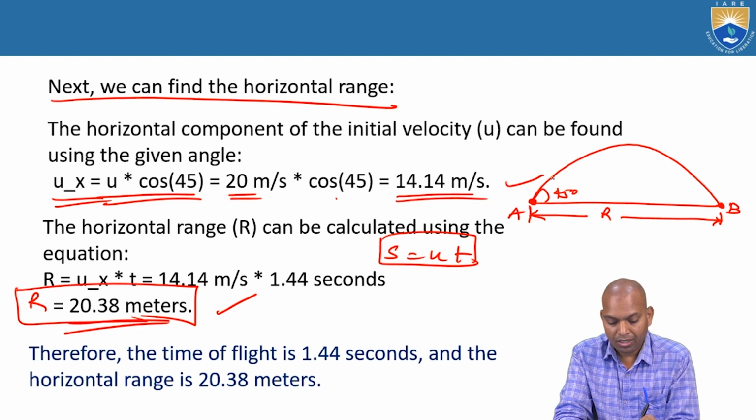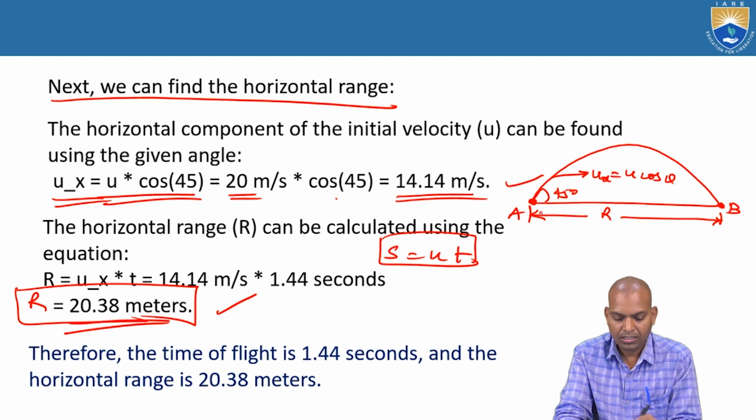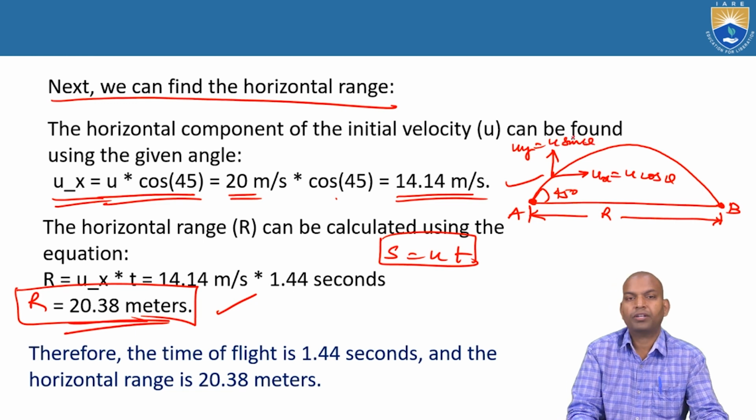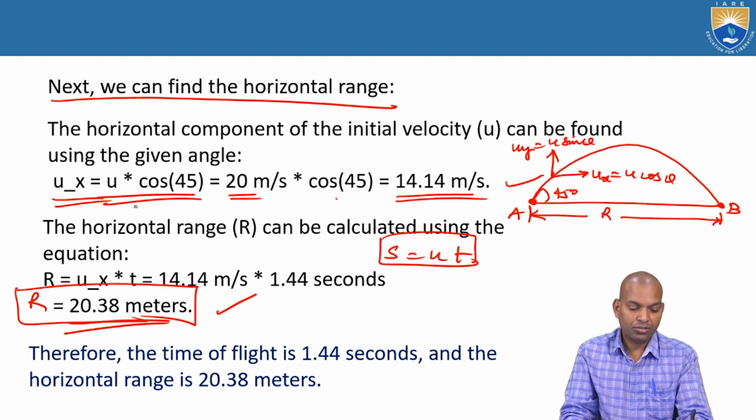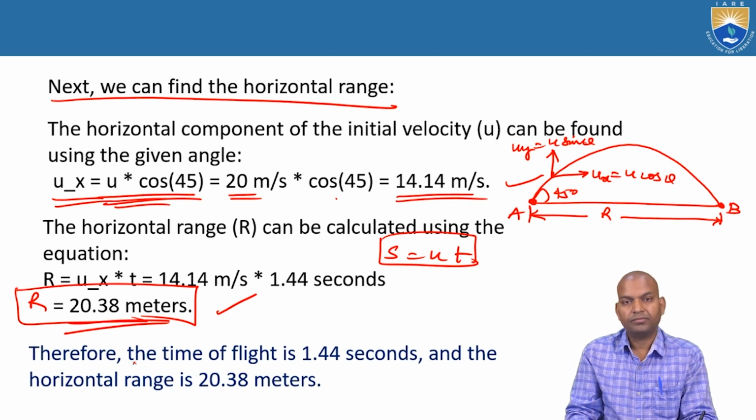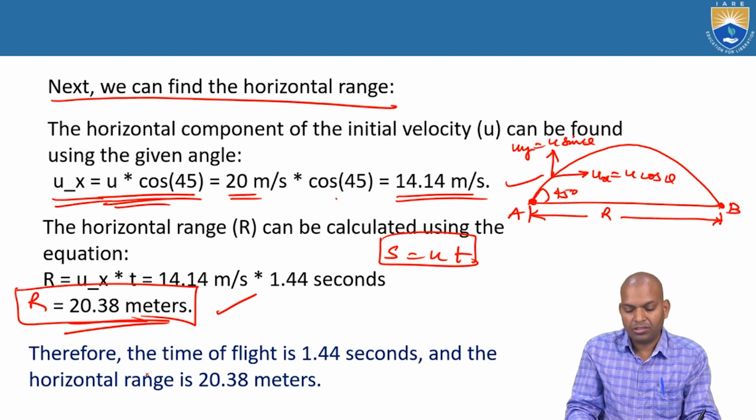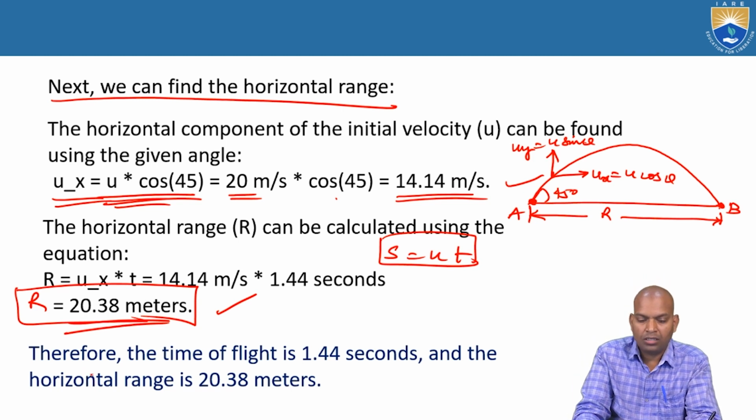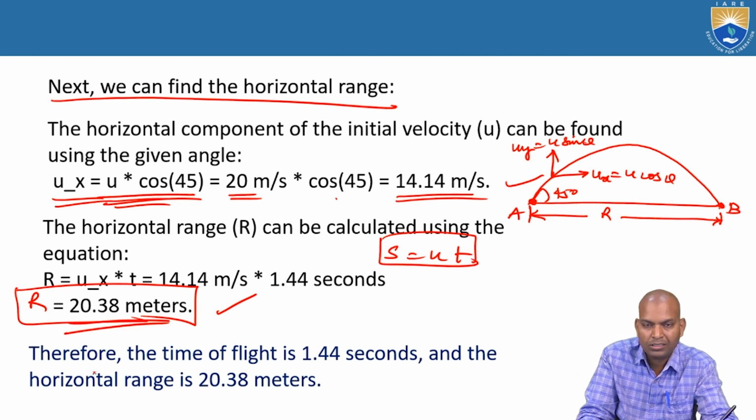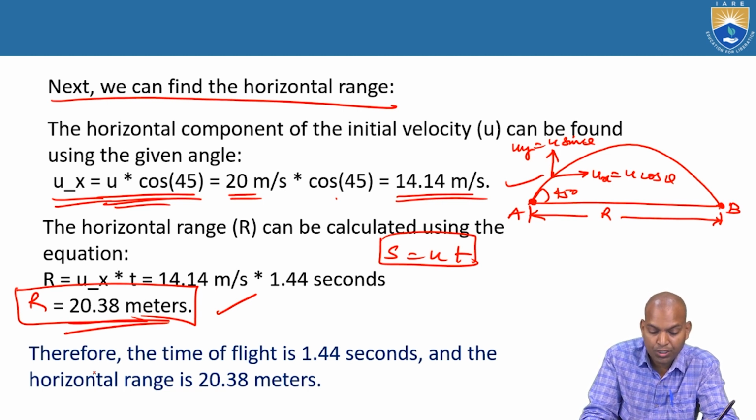Now what about the horizontal component? ux equal to u times cos theta, so with 45 it becomes u cos 45. And uy equal to u times sin theta, that is u sin 45. Then the distance between point A and point B is known as the range. That range is calculated as 20.38 meters. So the answers for this problem: the time of flight is 1.44 seconds and the horizontal range is 20.38 meters.